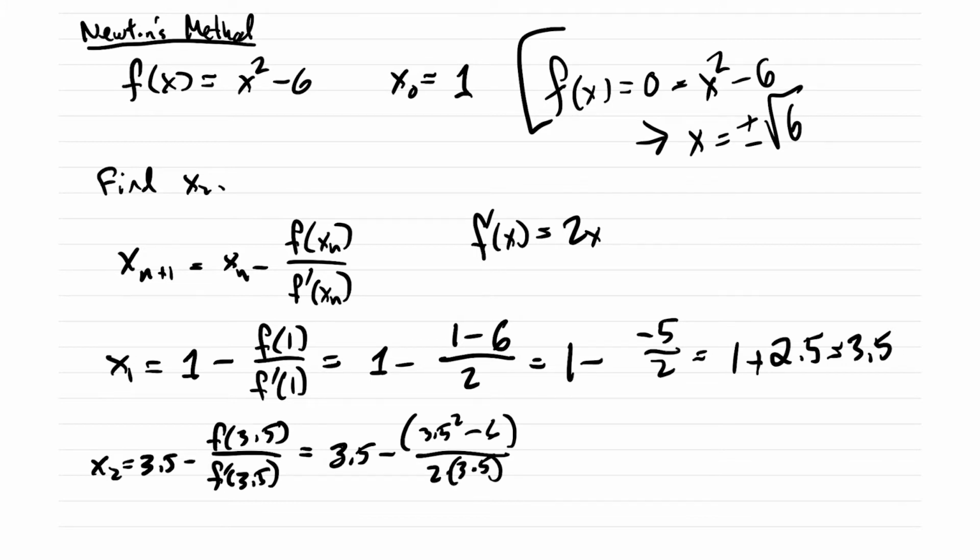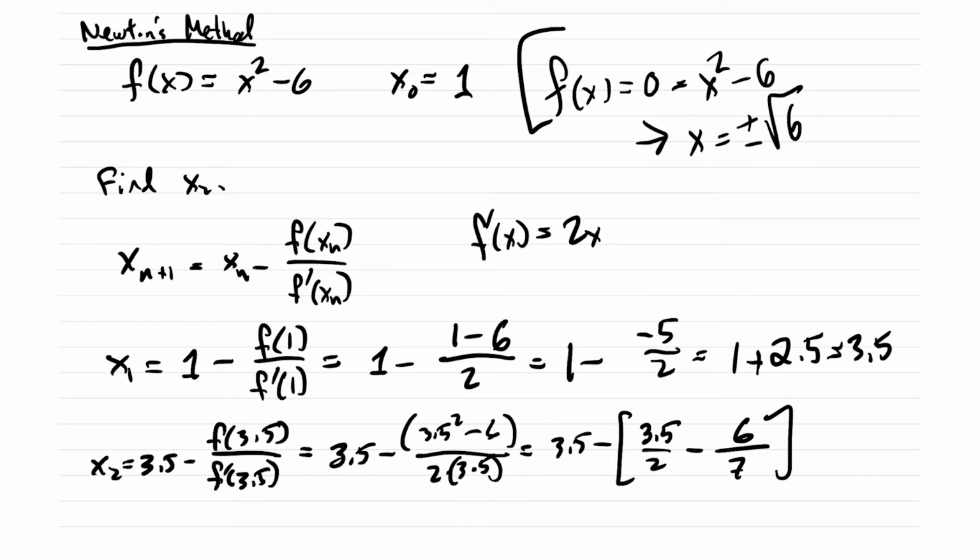And yeah, is that... it's not looking good. I was thinking you could probably cancel these guys if you separate them out. Let's see. So you get 3.5 minus, and now let's do two things. So we have 3.5 divided by 2 minus 6 divided by 2 times 3.5, and I'll just put that as 7. So maybe that does give us a little bit of a break.